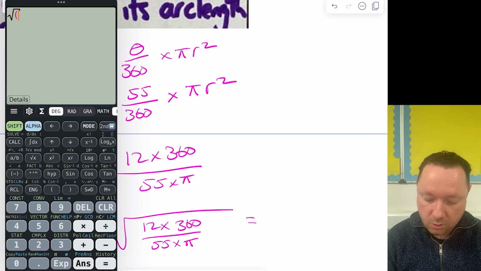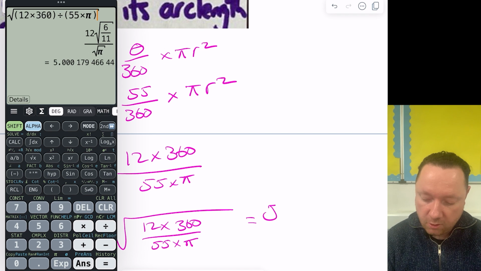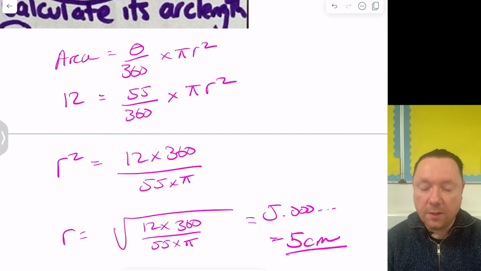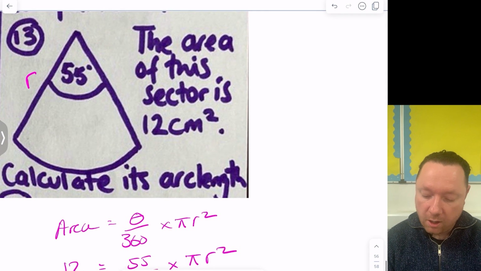Open brackets, 12 times 360, close brackets, divide, open brackets, 55 times pi, and we get 5.000, so about 5 centimetres is our radius. And we're done there for the area. Now we have to find the arc length.